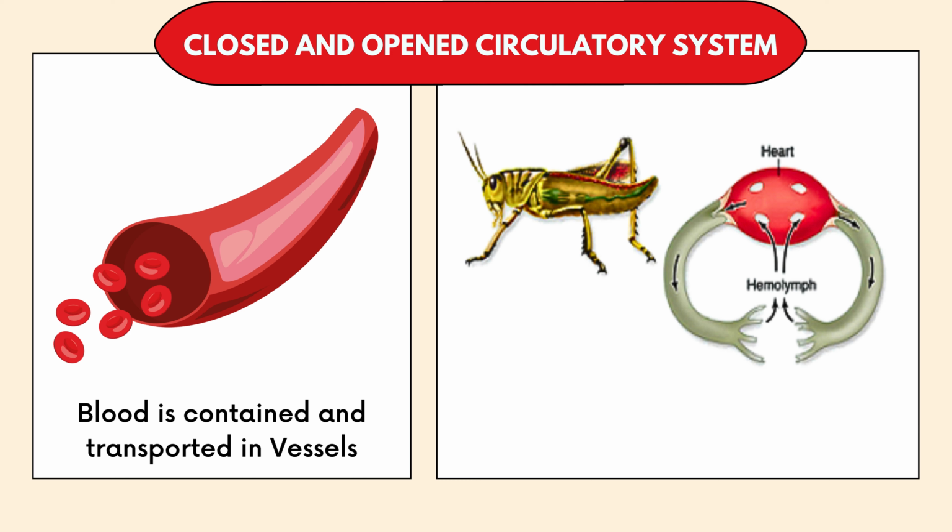In mammals, for example, there is no mixing of oxygenated and deoxygenated blood in the heart. While oxygenated blood is confined to the left part of the heart, deoxygenated blood is confined to the right side of the heart.